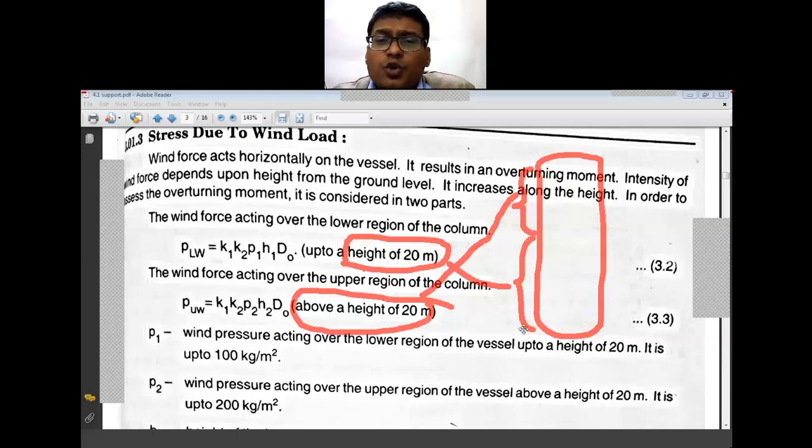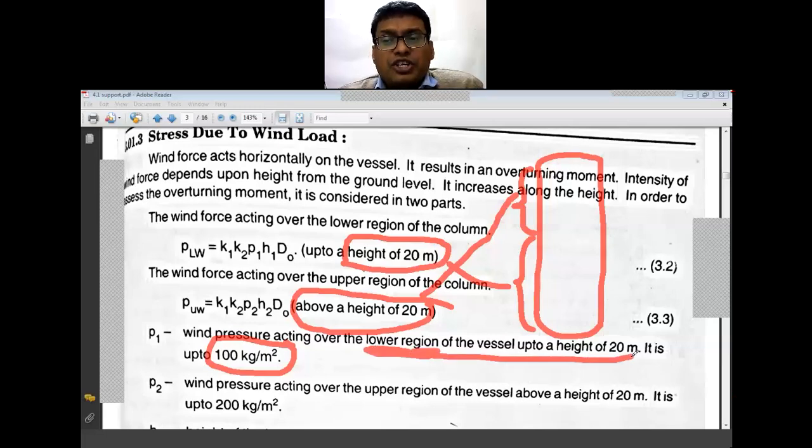Why has this been taken into account? Because as we go up and up, the wind load is going to increase. So up to 20 meters height, the wind load is taken as a lower value, which is 100 kgs per meter square. So P1 is the wind pressure acting over the lower region of the vessel, that is the height up to 20 meters, and its value is taken as 100 kgs per meter square.